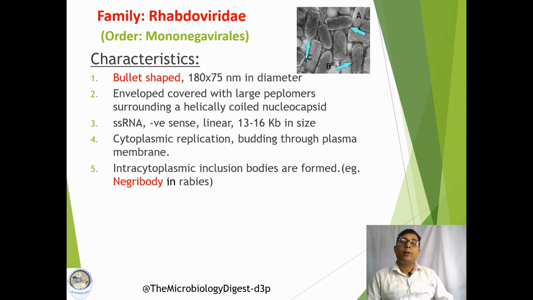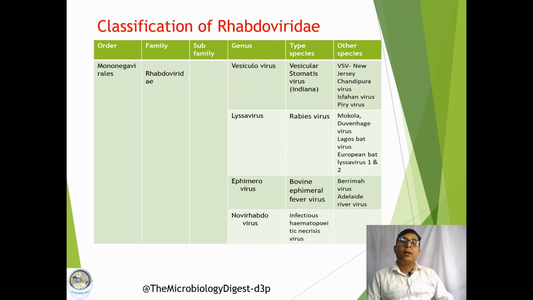An example of this type of inclusion body is the Negri body, which is a common finding in rabies. Rhabdoviridae comes under the order Mononegavirales, and it is classified into 4 different genera: Vesiculovirus, Lyssavirus, Ephemerovirus, and Novirhabdovirus. Out of these, Lyssavirus contains the rabies virus, and Vesiculovirus has vesicular stomatitis virus. Then there is bovine ephemeral fever virus, and Novirhabdovirus also contains some important viruses. Other species included under each genus are listed here.